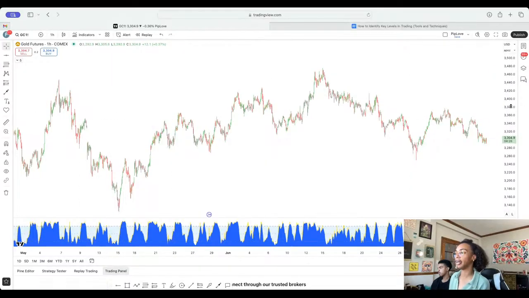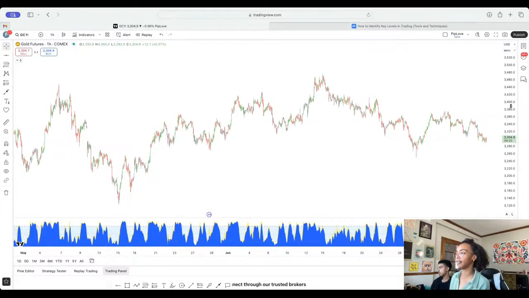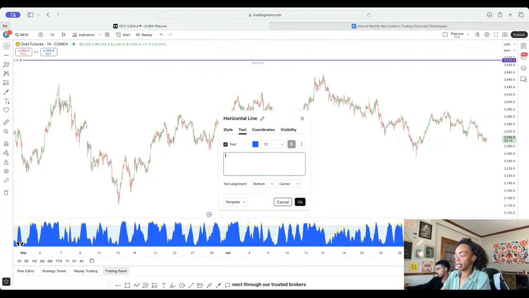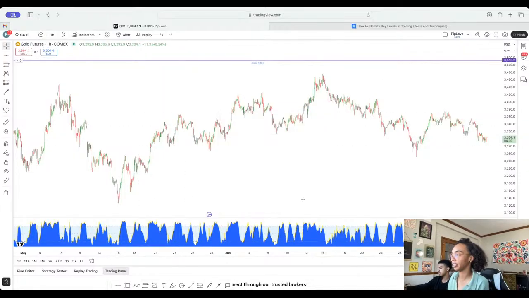What are some key levels? I'm already seeing a couple of key levels. You don't see the candlesticks that clearly here, but let's go ahead and draw some horizontal lines. So key level, okay? That's our first line. Let's bring it down.